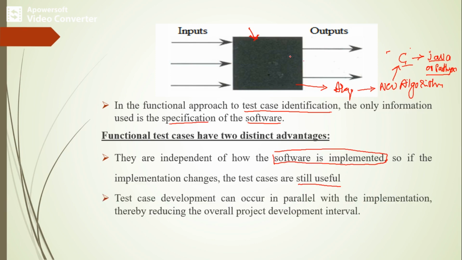The second advantage is that test case development can occur in parallel with the implementation, thereby reducing the overall project development interval. What they are telling is that for functional test cases, we will start to write the test cases and then check them along with the development team. Means when the implementation part starts, parallelly we are also developing the test cases and then we are going to check that implementation part. Why? Because we want to reduce the overall project development interval time.